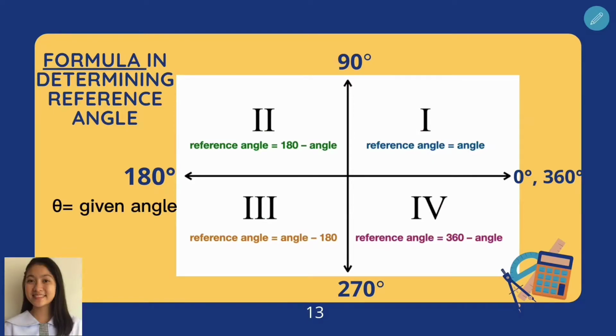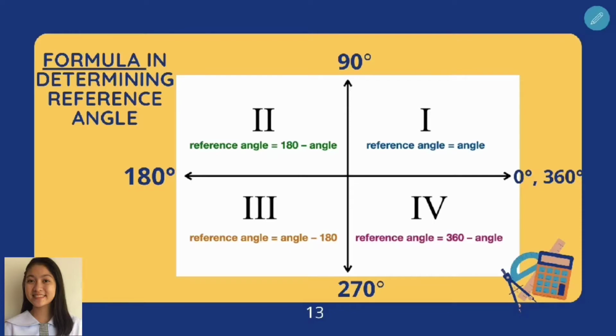These are the formulas in getting the reference angle. It depends on which quadrant a given angle lies. In quadrant 1, the angle lies between 0 degrees and 90 degrees. So the reference angle formula is theta, or the given angle itself. For short, it will always be the same as the standard position in quadrant 1.